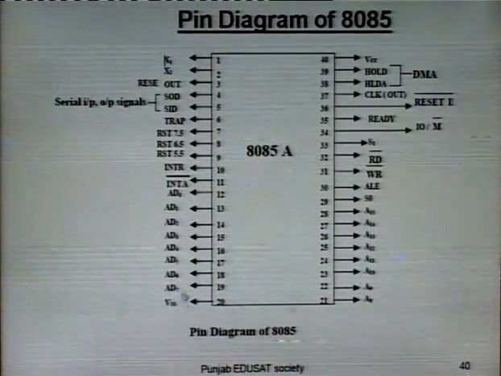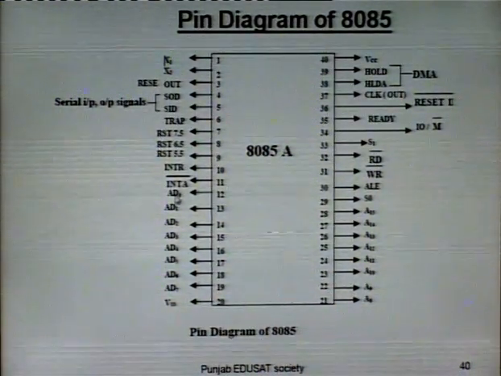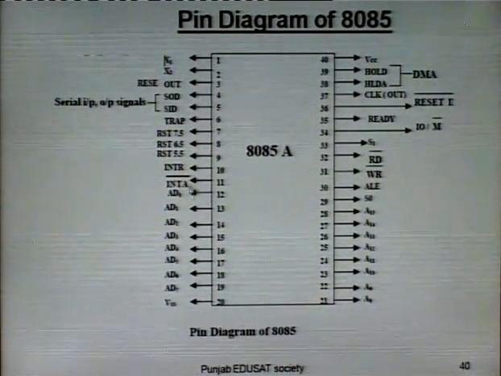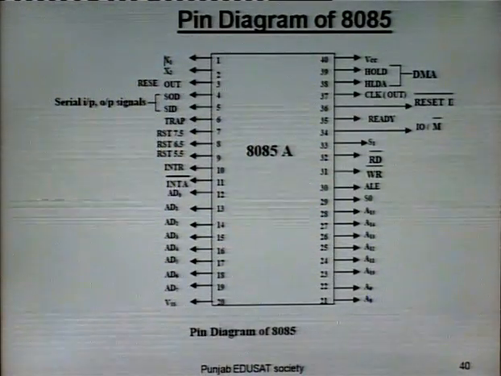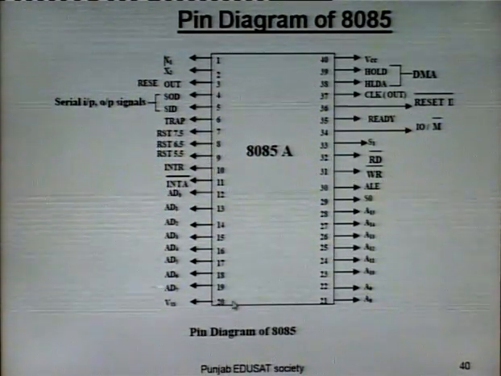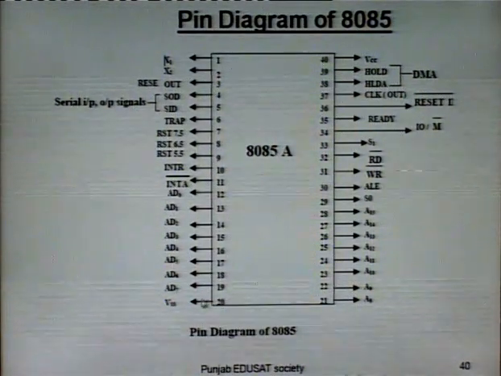Then we have AD0 to AD7, that is the low order address bus, which is multiplexed with the data bus. It is bidirectional. All the pins here are bidirectional because they carry data. Data goes from the microprocessor to the peripheral devices and from the peripheral devices to the microprocessor. Then the 20th pin is VSS. Here we connect the ground of the power supply.